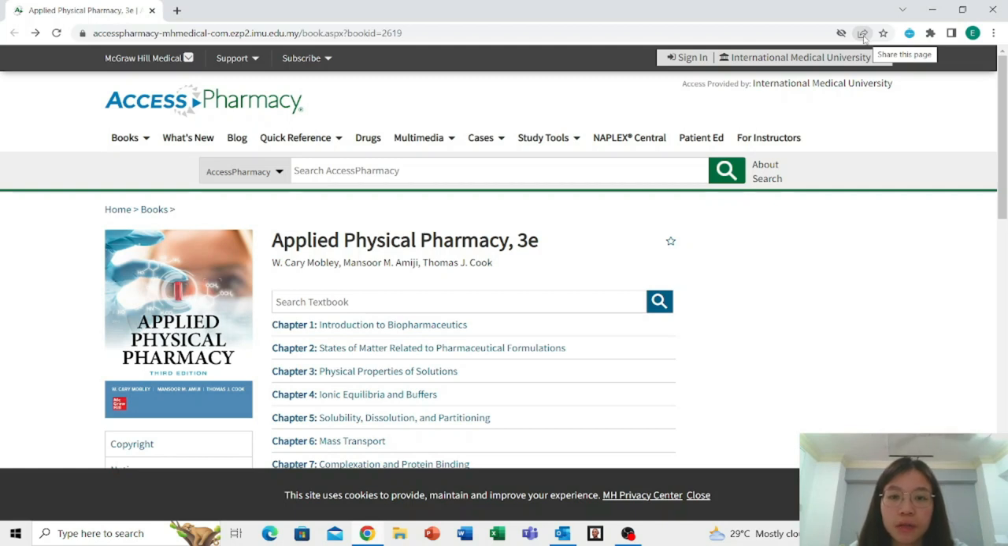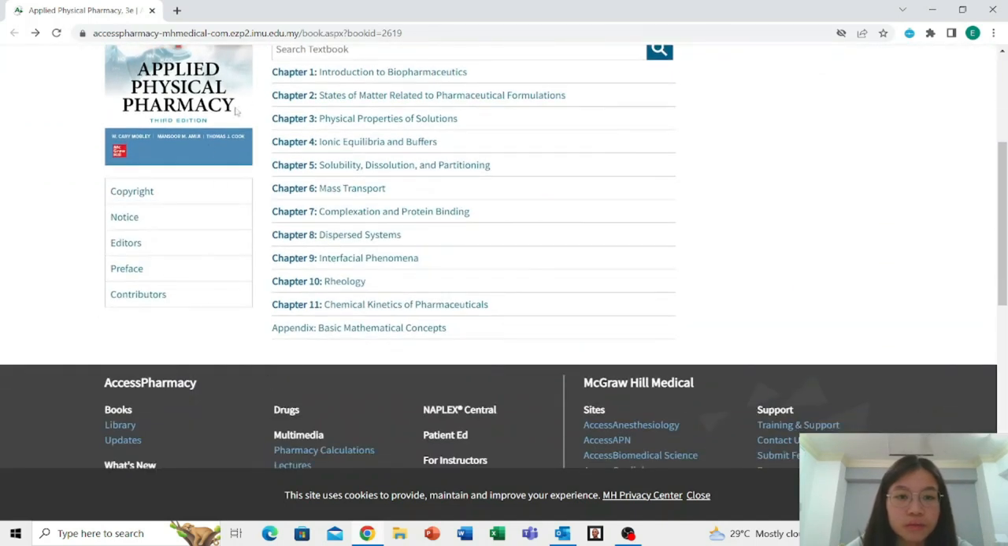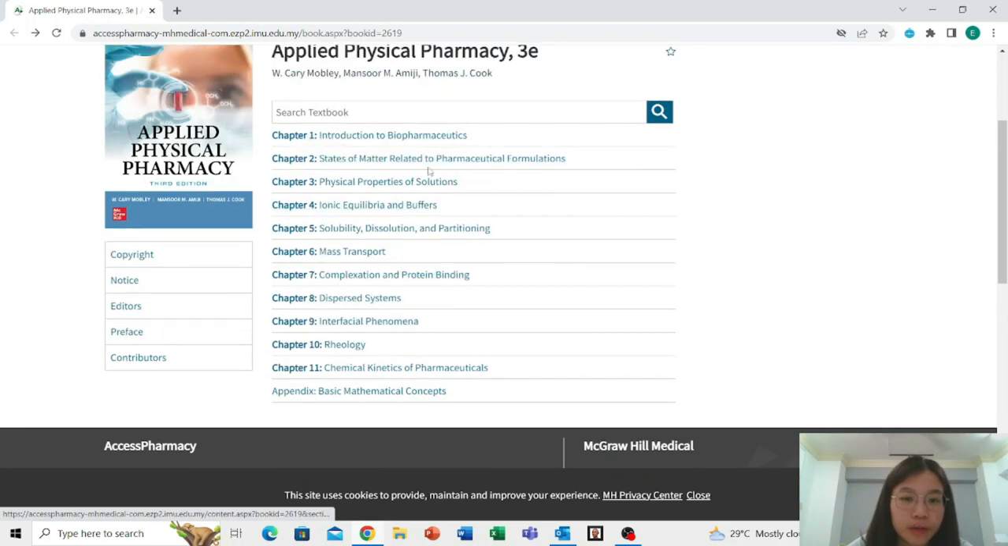So today I will be doing an ebook review from SS Pharmacy on the topic Applied Physical Pharmacy, the third edition. This book contains 11 chapters. And when you click into the chapters, for example, I'm interested in physical properties of solutions.